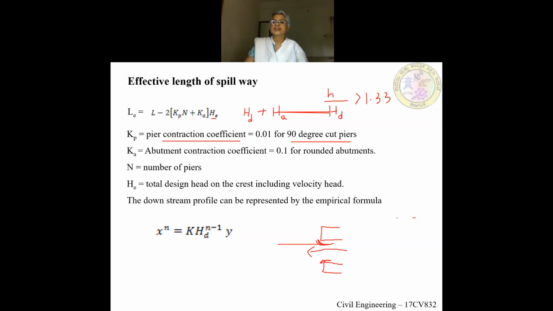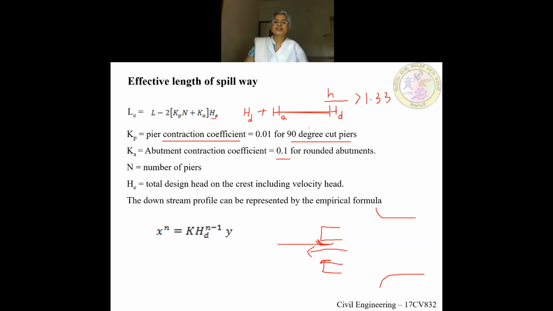Abutments are the end piers. So here the abutments are considered as rounded. For that, Ka is taken as 0.1. So Kp is 0.01 and Ka is 0.1.